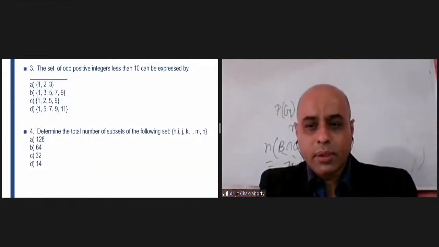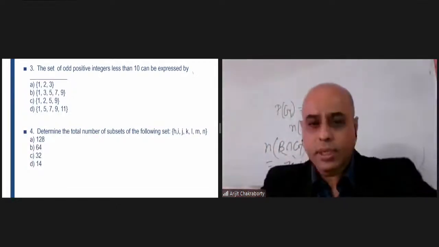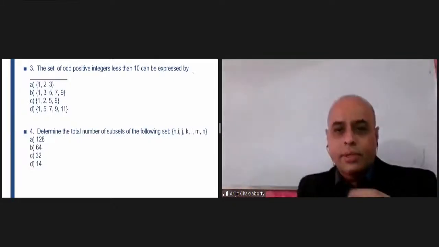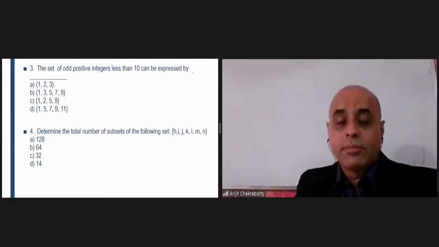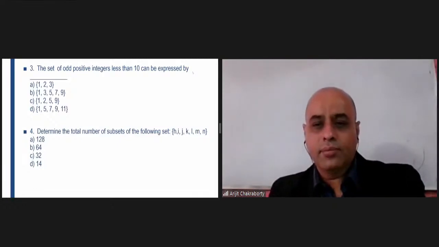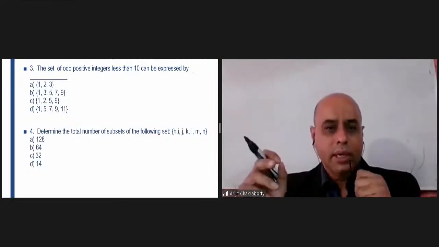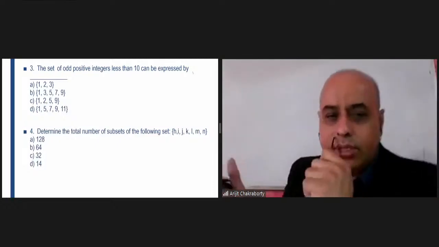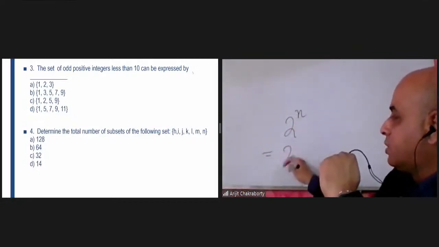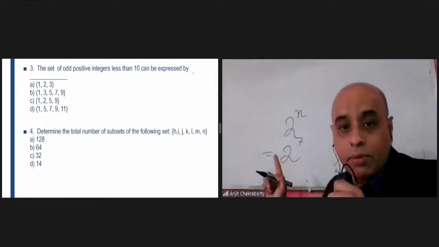Determine the total number of subsets of the following set. Please note, we have discussed this; I'm just using the whiteboard once again. You can see that there are some letters given: H, I, J, K, L, M, N. So we have 7 elements in the set. So how many subsets can be created? We know the formula is 2 to the power n. So here it will be 2 to the power 7 because there are 7 elements.